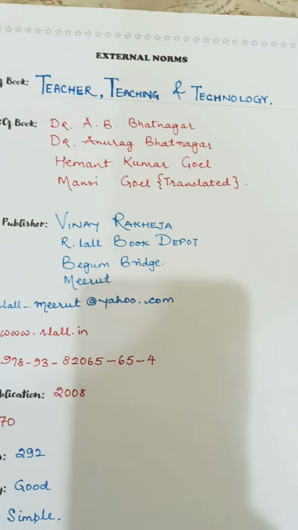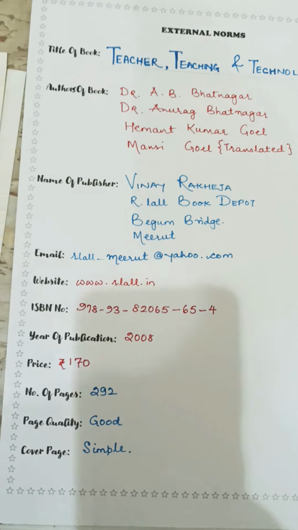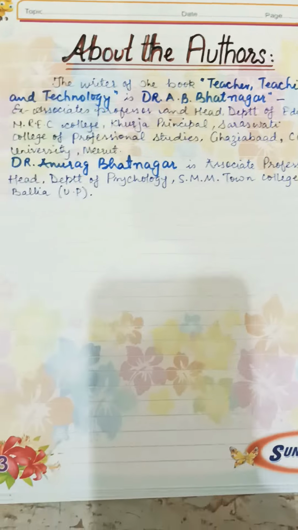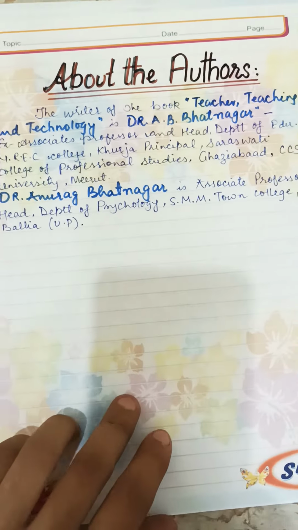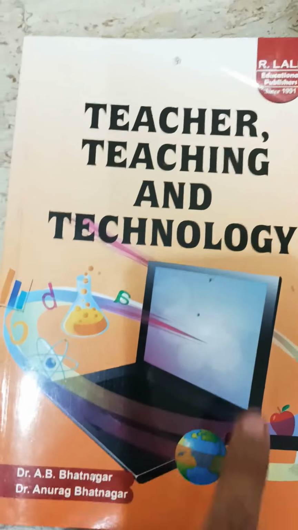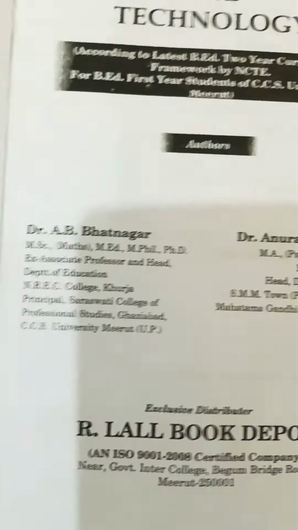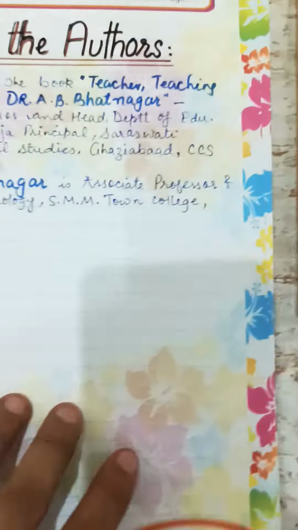This is Teacher, Teaching and Technology. Okay, the external norm details have been given here. We move on, then we have about the author here. Okay, that's Dr. A.B. Bhatnagar and Anurag. Now look at it here. Teacher, Teaching and Technology. Look at the name of the authors here. And the details, as I just showed you, are given here in the book as well.